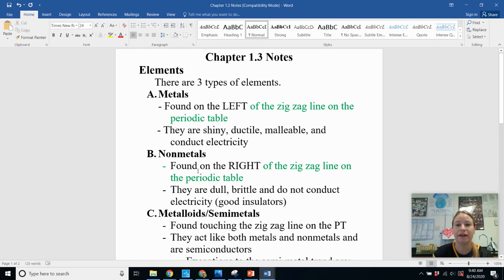Nonmetals, I like to think of carbon in its charcoal form. So if you think of a piece of black charcoal, that has a lot of properties of the nonmetals. It's not shiny at all. It's brittle, so if you tried to flatten a piece of charcoal, it would just crumble into little bits, and it's not going to be a good conductor of electricity.